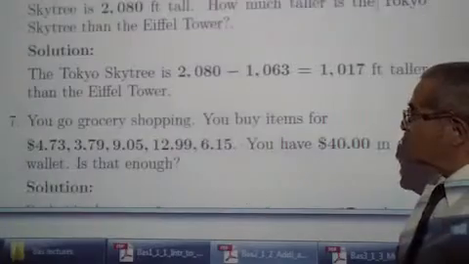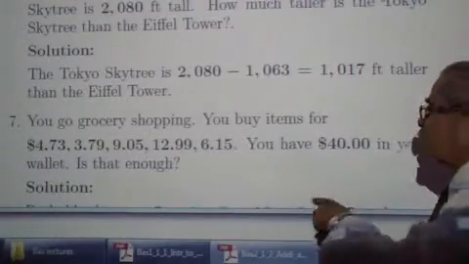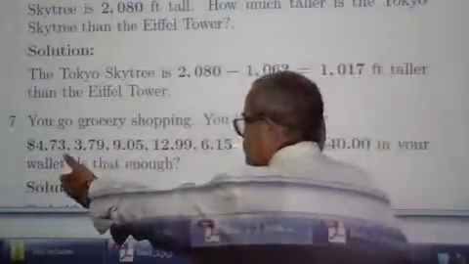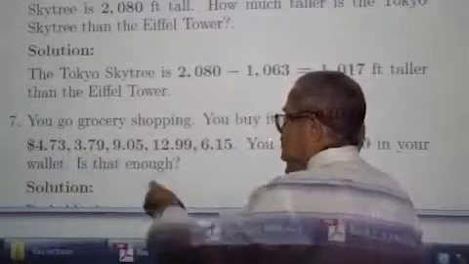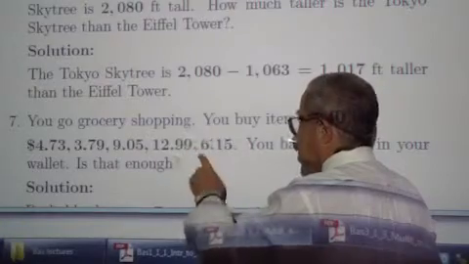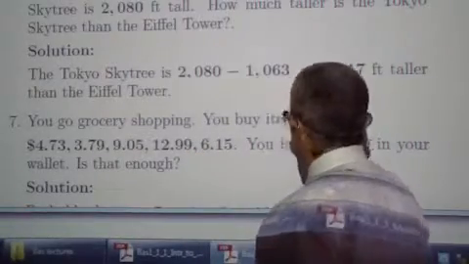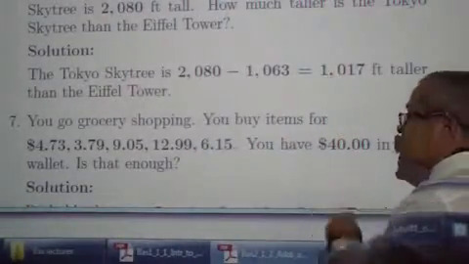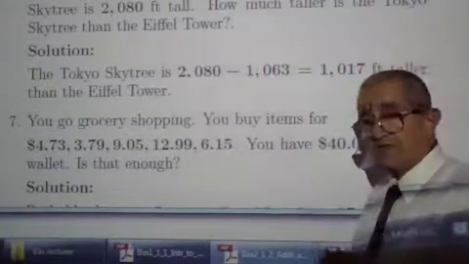Now, you go grocery shopping, you buy items for $4.73, $3.79, $9.05, $12.99, $6.17. You have $40 in your wallet. Do you have enough money to pay for this?